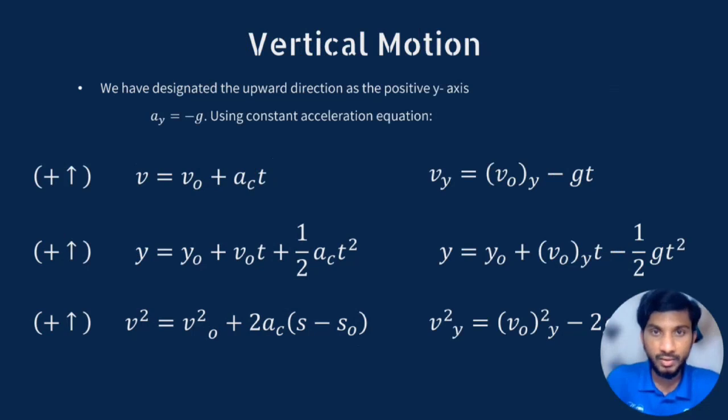Vertical motion, known as the y-axis. Since the positive y-axis is directed upward, ay equals negative gravity. Applying the equations, we get the three equations below.